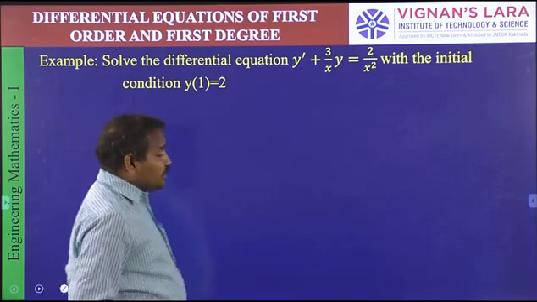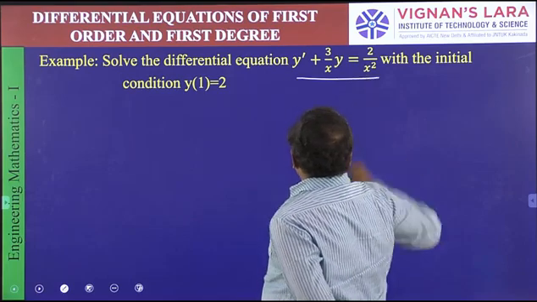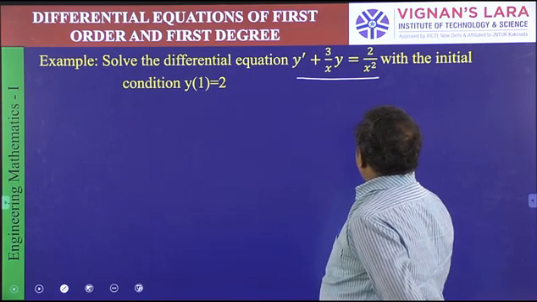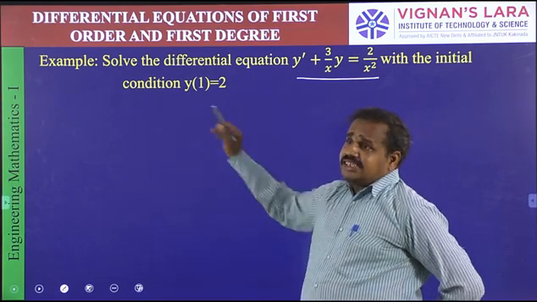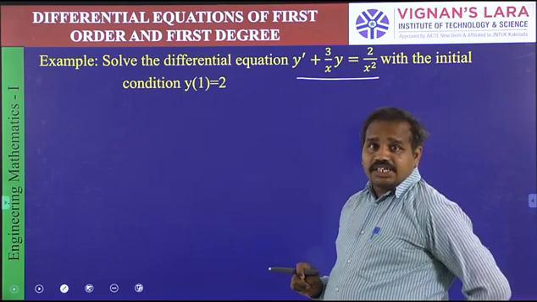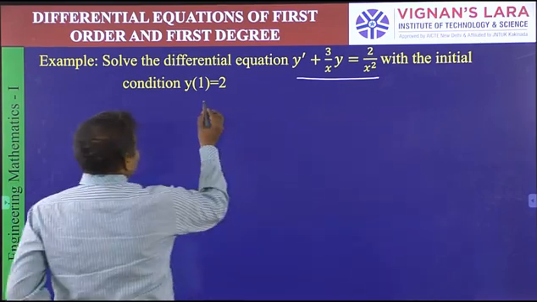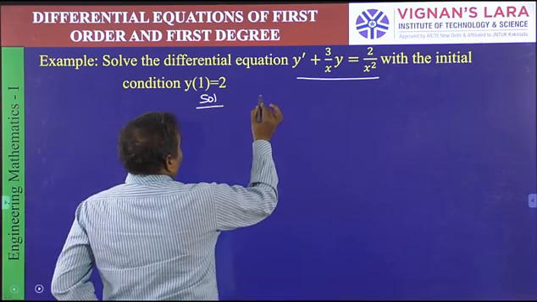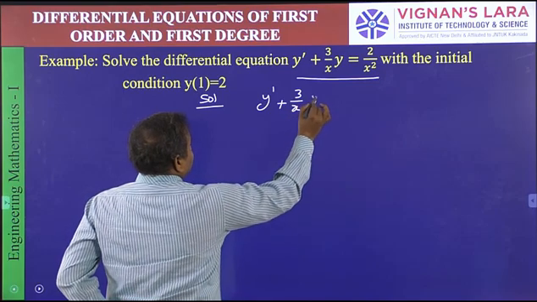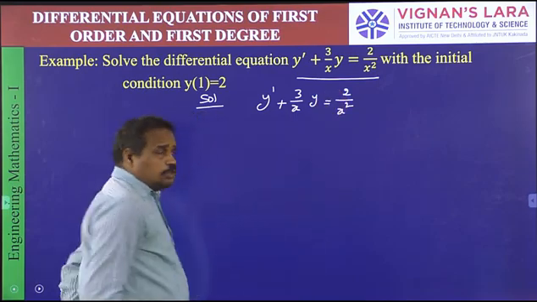Now we are going through another problem. So this is a very important one. Example: solve the differential equation y dash plus 3 by x into y is equal to 2 by x square with the initial condition y of 1 is equal to 2. So first write the given equation. What is the given equation? Y dash plus 3 by x into y is equal to 2 by x square.